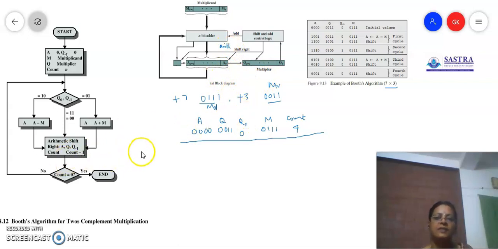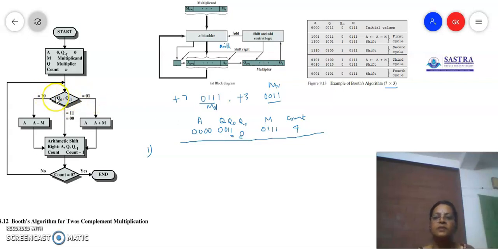So we will start with the first step. We are into the algorithm now. Now we have to examine Q naught and Q minus 1. In this register Q, this is going to be my Q naught, and this is going to be my Q minus 1. So you are examining the bits. The bits are 1 0, so this is Q naught and this is Q minus 1. Now we are just going to trace the algorithm.